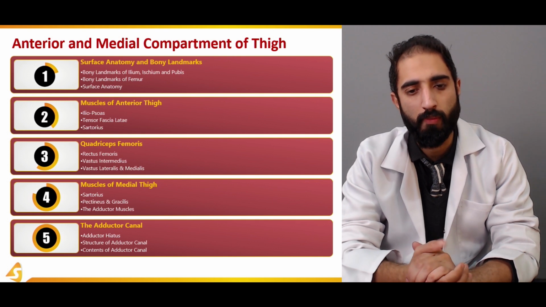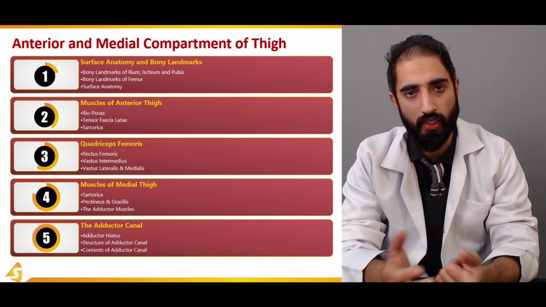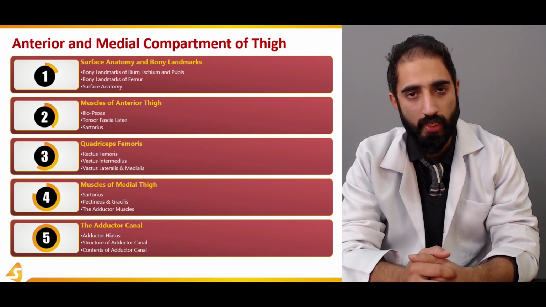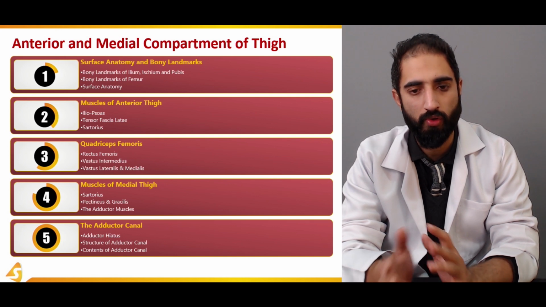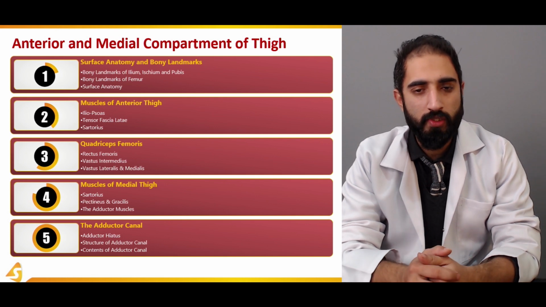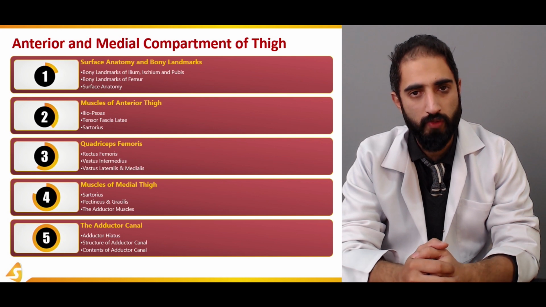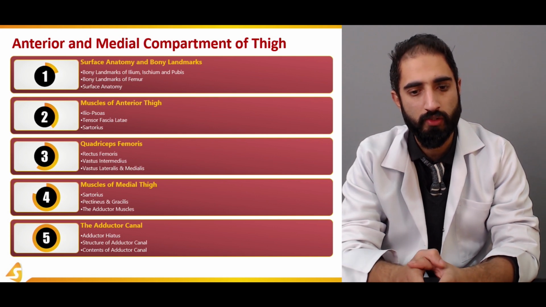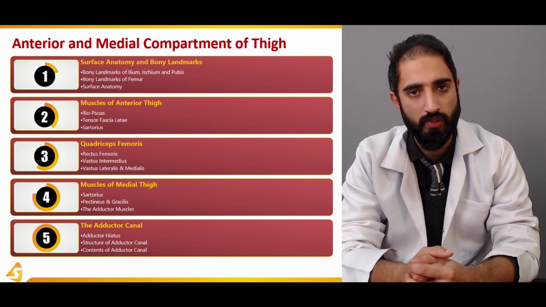Moving on, we are going to talk about the muscles of the anterior thigh, in which we can talk about the iliacus and psoas, which are collectively known as the iliopsoas, and we're also going to talk about the tensor fascia lata, which actually inserts via the iliotibial band, and we're also going to talk about the sartorius muscle. Another group of muscles which is present in the anterior group of muscles of the thigh is the quadriceps femoris, which is actually a combination of 4 different muscles. Quadriceps femoris consists of rectus femoris, vastus intermedius, vastus lateralis, and vastus medialis.